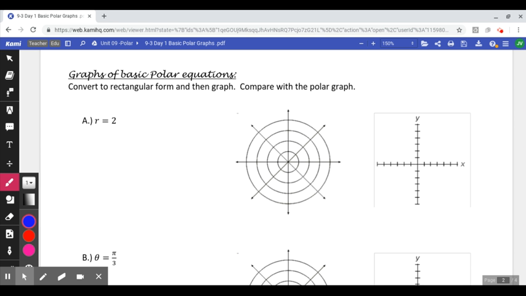In this example, we're going to be taking a look at graphs of basic polar equations. First, we're going to convert each to a rectangular form, then we're going to graph. We'll also compare that with the polar graph.